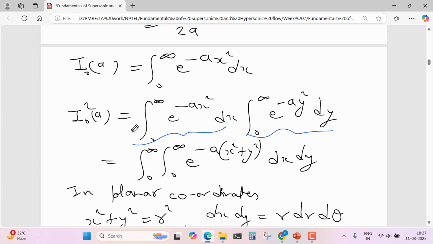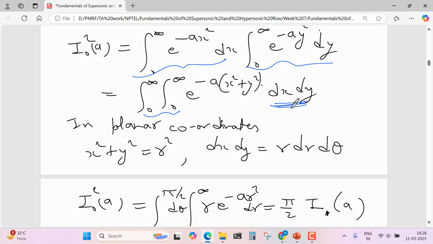So I0 square a equal to integration 0 to infinity e to the power minus ax square dx, and integration 0 to infinity e to the power minus ay square dy. These both can be written together as double integration e to the power minus a (x square plus y square) dx dy. Now we will change it to polar coordinates. So in polar coordinates, dx dy can be written as r dr d theta, and x square plus y square can be written as r square.